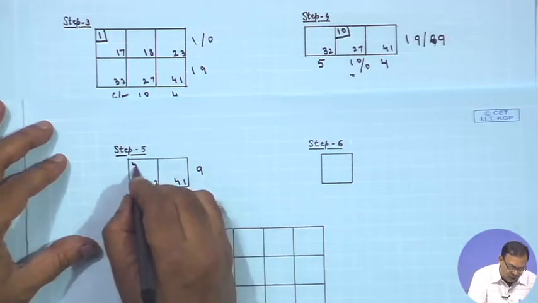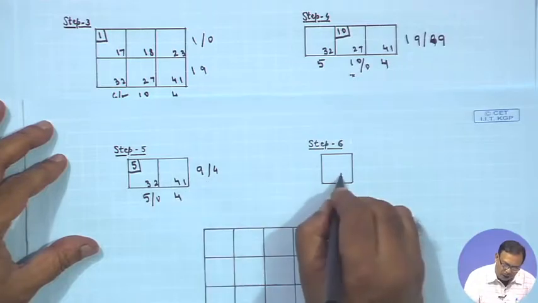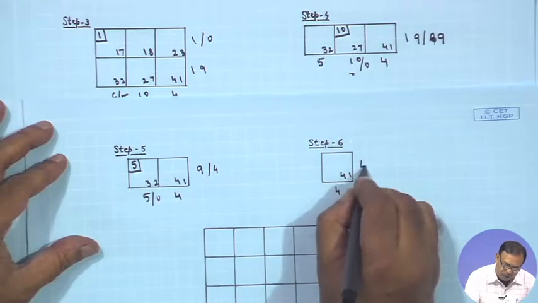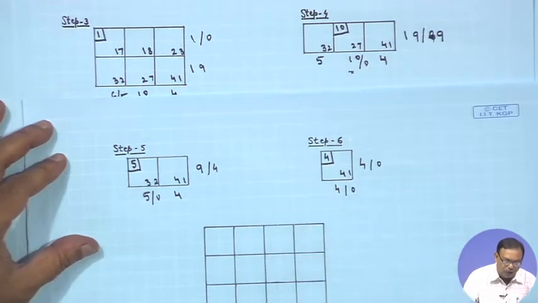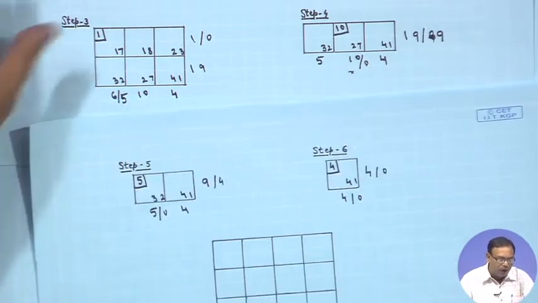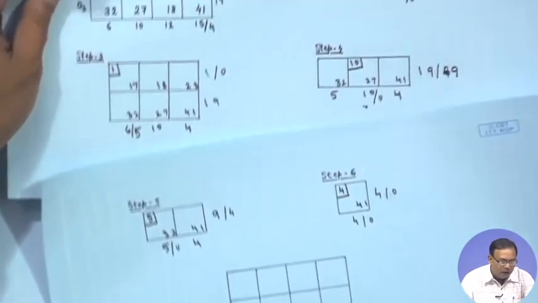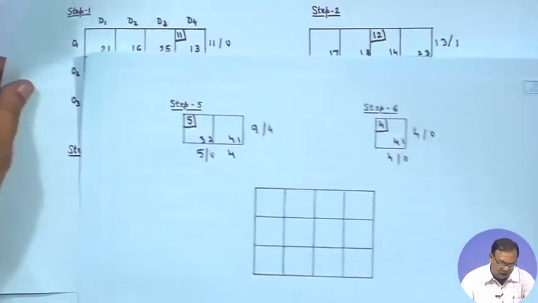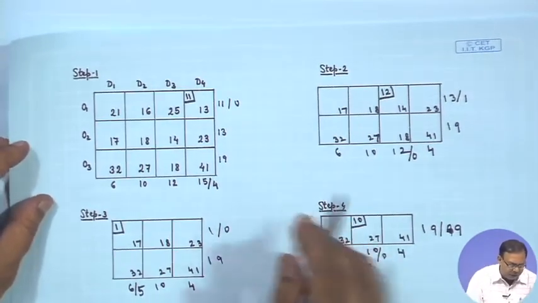So, 5 will be allocated on the first cell. So, it will be 0, this is 4. I have only one cell remaining, 4 and 4, and I am allocating 4 here. So, this is 0. So, the allocation is over. What is the final allocation in this case? I can write it down on this itself to save some time.